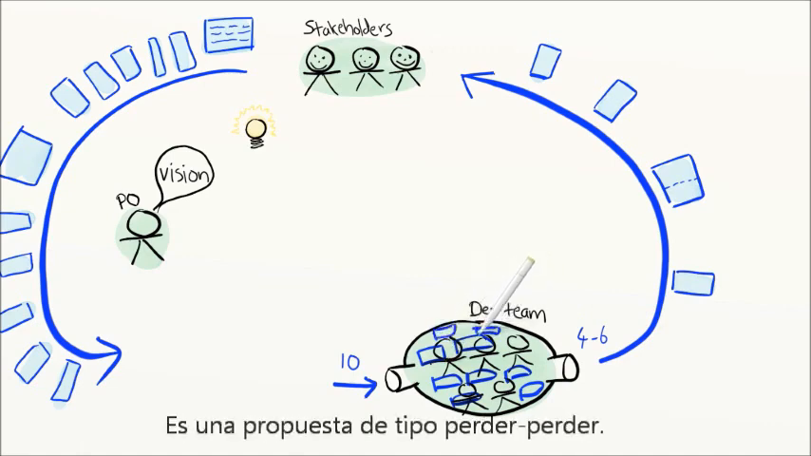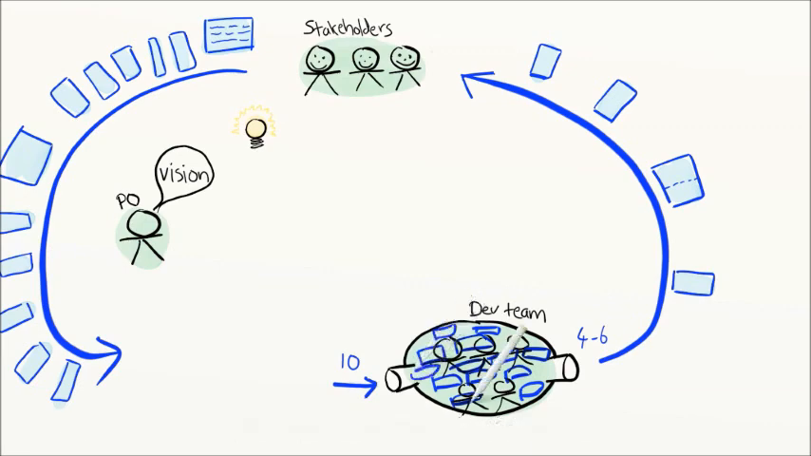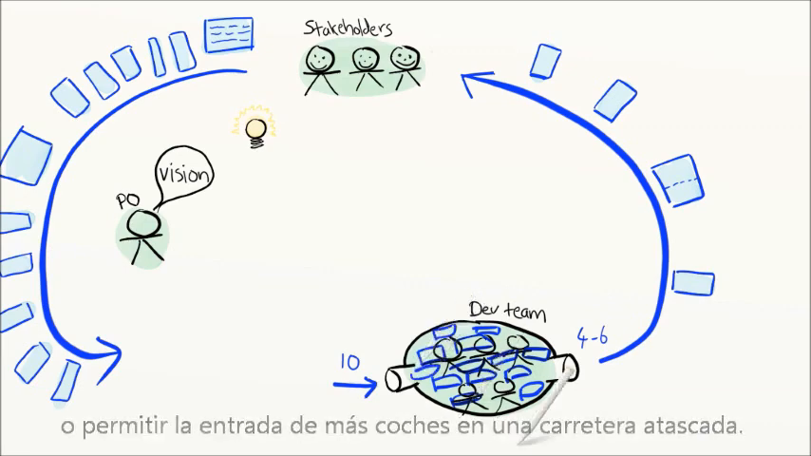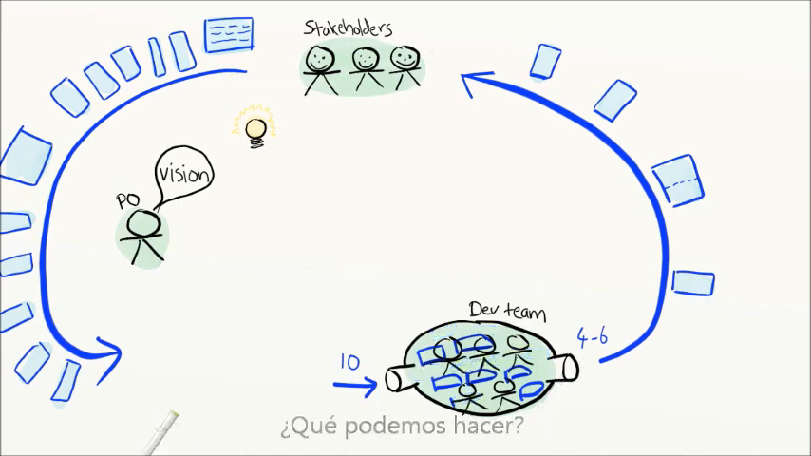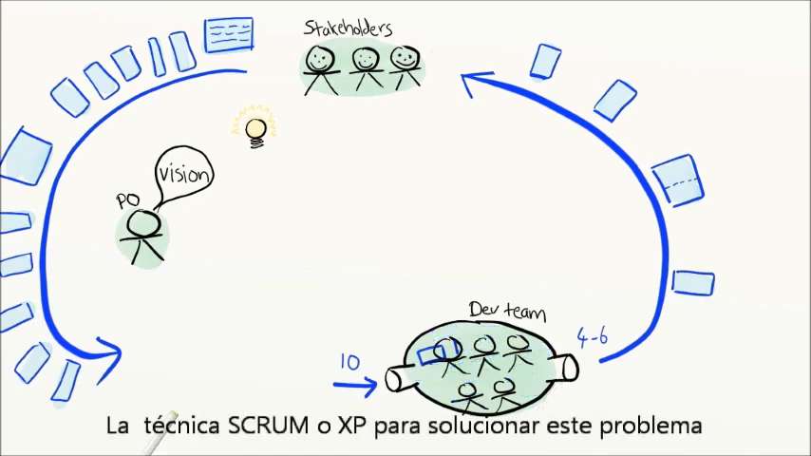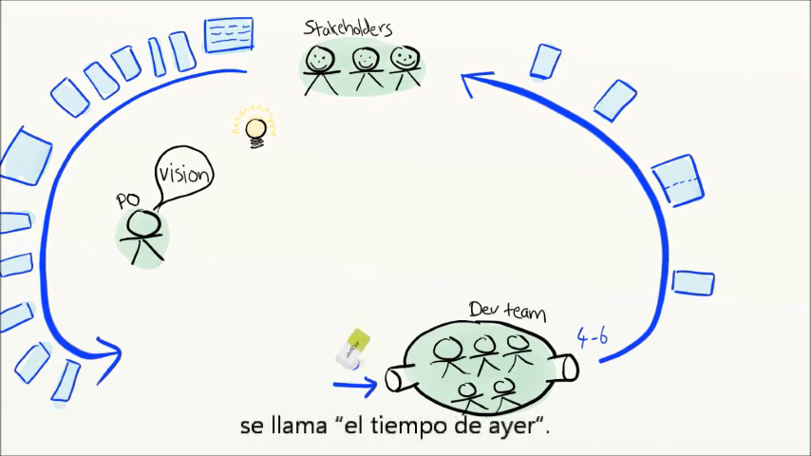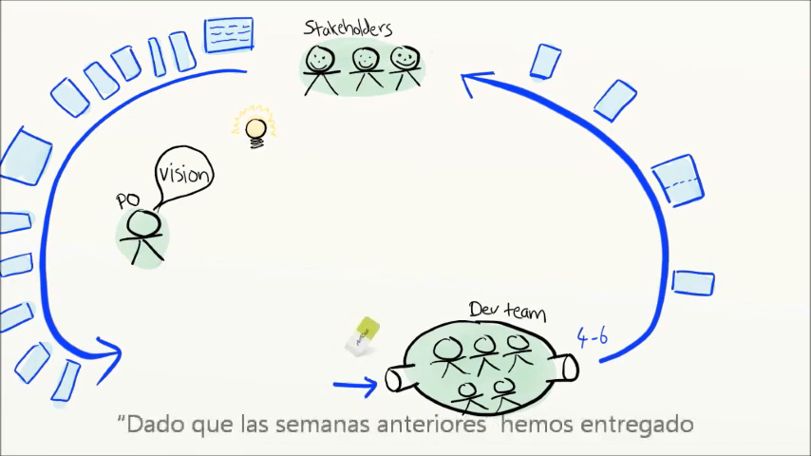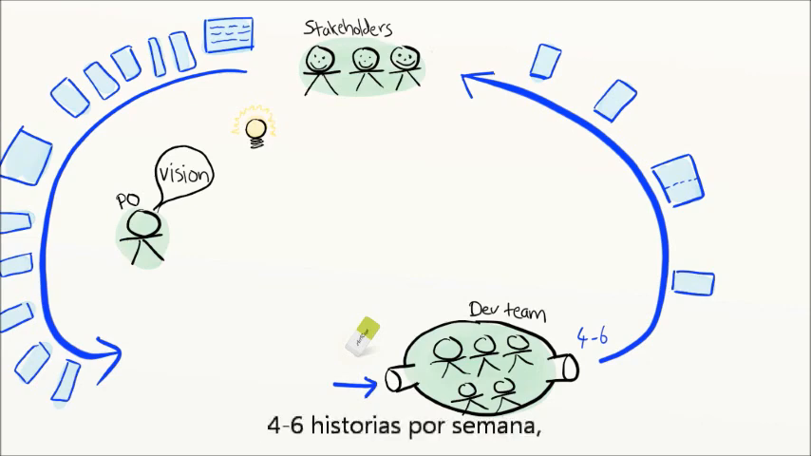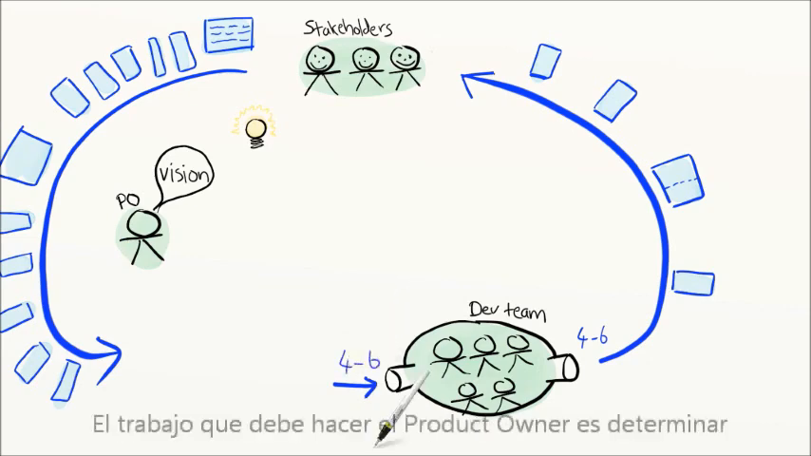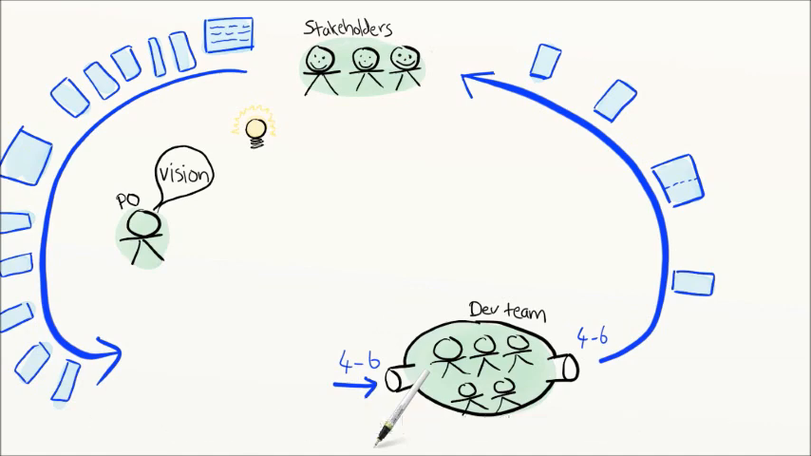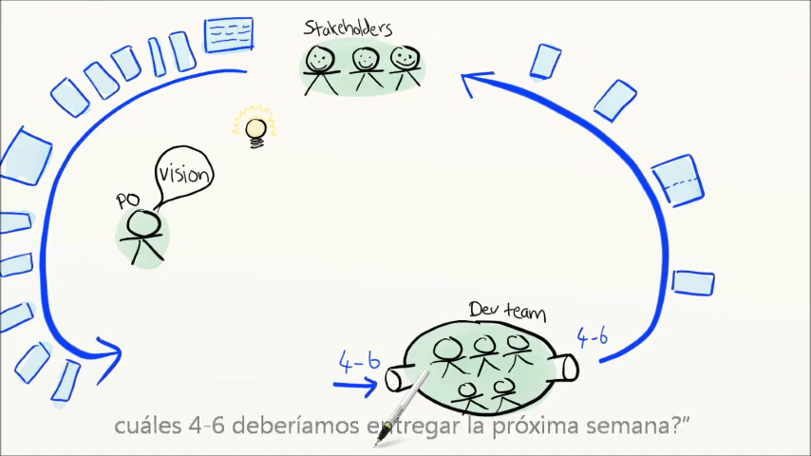It's a lose-lose proposition. It's kind of like trying to shove more paper into a printer to make it print faster, or shoving more cars onto an already crammed highway system. It just doesn't work. It just makes things worse. So what do we do about this? Well, the Scrum and XP way of avoiding this problem is called yesterday's weather. The team says, well, the past few weeks, we've finished 4 to 6 features per week. So which 4 to 6 features shall we build this week? And the product owner's job is to figure out of all possible stories in the whole universe, which 4 to 6 stories shall we deliver next?